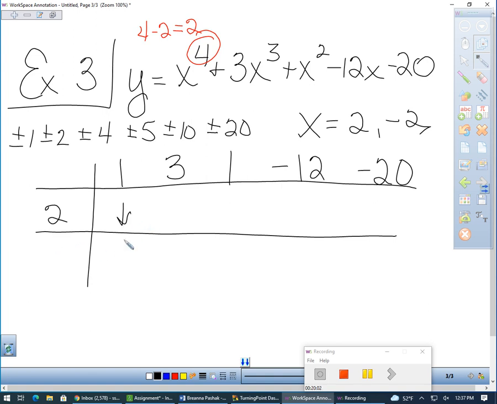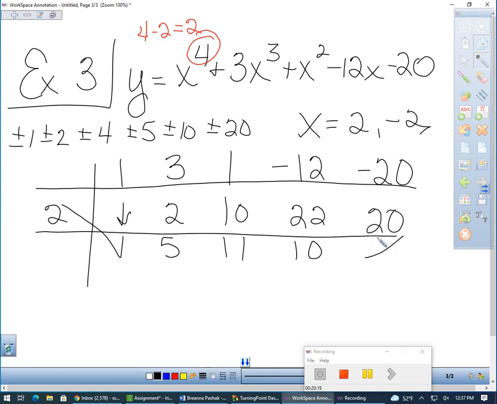So we're going to bring down 1. 2 times 1 is 2. Add them together. 2 times 5 is 10. Add them together. 2 times 11 is 22. Add them together. 2 times 10 is 20 with no remainder. Now we're going to do it again.